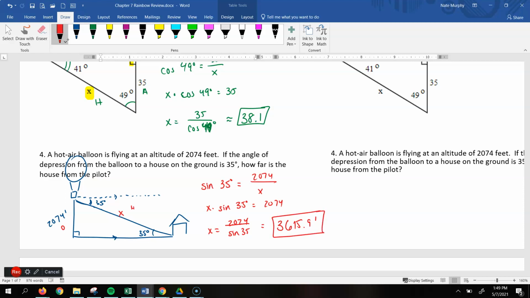So that's the pink section. So hopefully that answers the questions you might have had from that. And if you don't have any other questions, you can move on now to the next video.